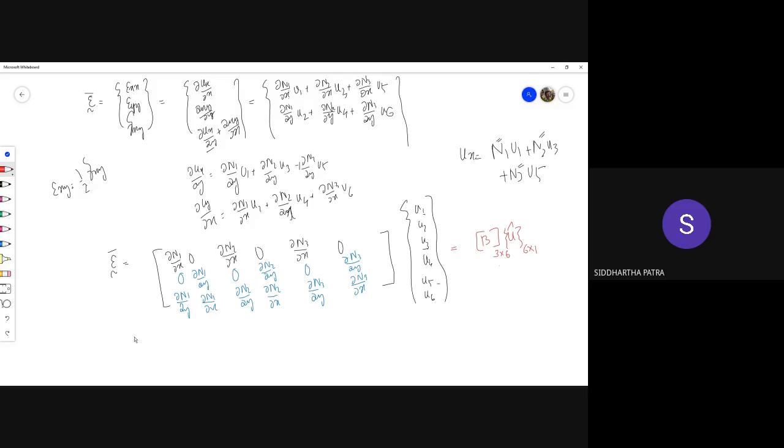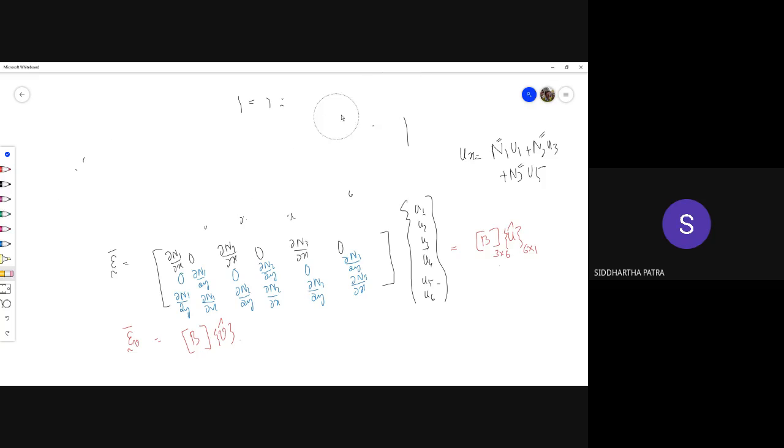Similarly, we can define the variation of strain, which is basically B multiplying V hat. If you refer to what was discussed in the last class, you should be able to figure out how I get all of these terms, del n1 del x, del n1 del y, and so on. I would get that from the gradient of n with respect to x.